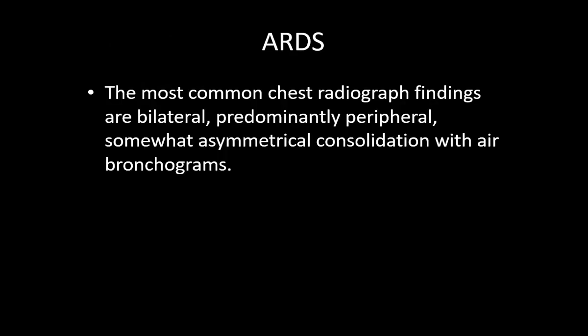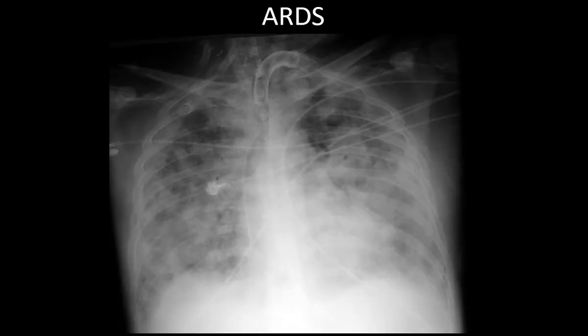Now ARDS. The most common chest radiograph findings are bilateral, predominantly peripheral, somewhat asymmetrical consolidation with air bronchograms. So this is how an ARDS X-ray looks. Radiologically, there are multiple inhomogeneous opacities present bilaterally, and the most likely diagnosis here is ARDS. What else do you see in this X-ray? There is a tracheostomy tube, apart from the other lines and chest leads.